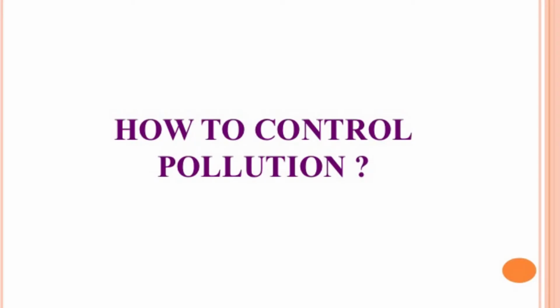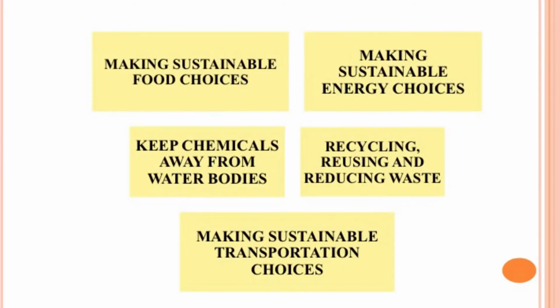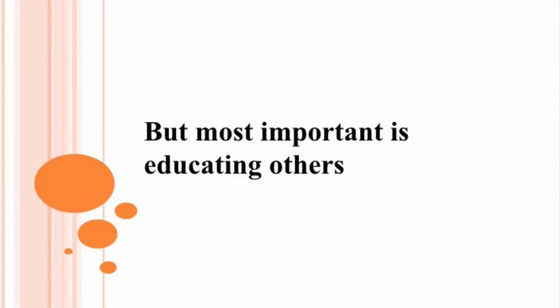Can we really control pollution? Yes, we can. And let us see how we can control air pollution. 1. By making sustainable food choices. 2. Making sustainable energy choices. Making sustainable transportation choices. Keep chemicals away from water bodies. Recycling, reusing and reducing the waste. Most important of all is educating others.